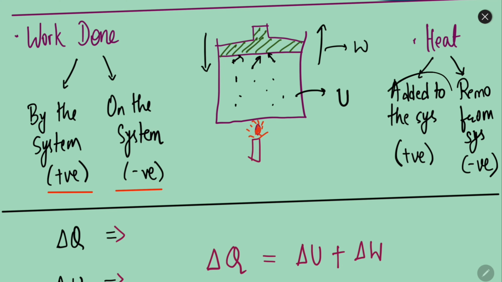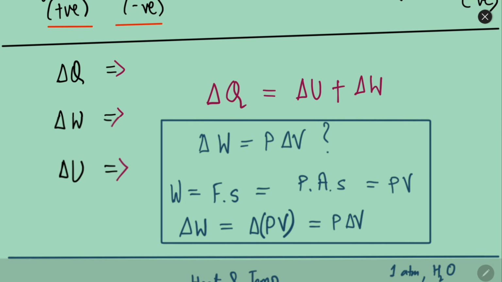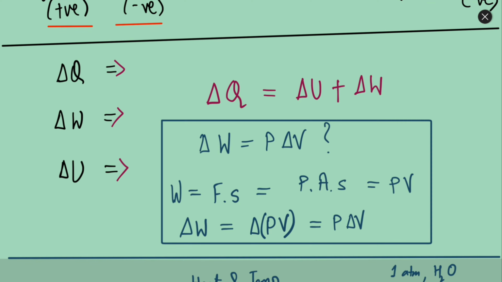Similarly, heat is there. If heat is added to the system, we take it as positive heat, and if heat is removed from the system, we take it as negative. So ultimately we have heat, work done, and internal energy.